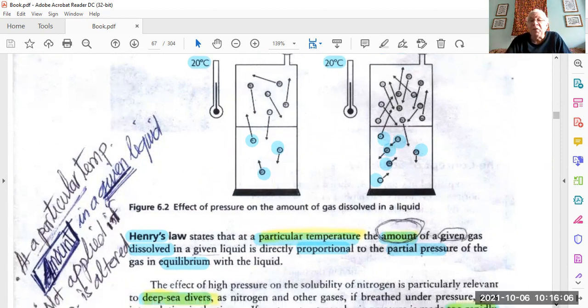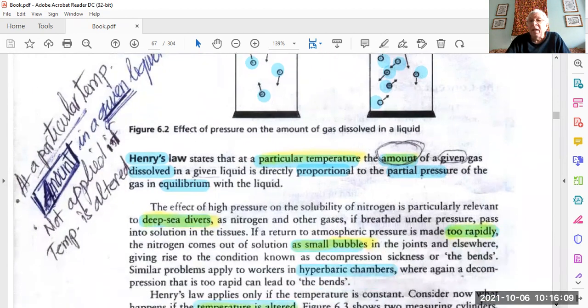What is the clinical application of such a statement? It is the deep sea divers, those who go down under the water. Whenever they go downwards with the high pressure, definitely more nitrogen will dissolve in their body liquids. So when they come up abruptly, rapidly, the nitrogen, due to difference in concentration and pressure, comes out speedily, causing what we call bends or deep sea diver's caisson disease.